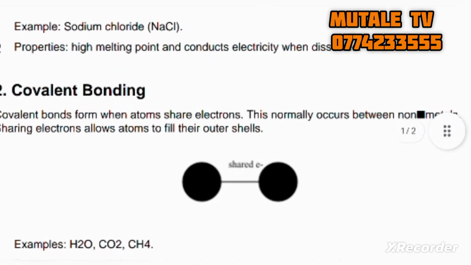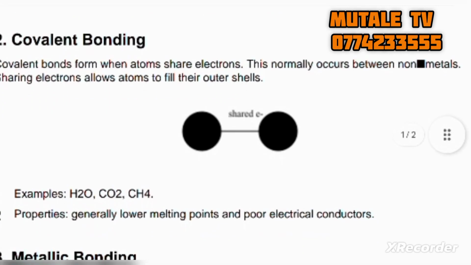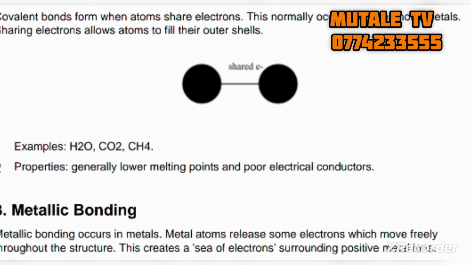Then covalent bonding. Covalent bonds form when atoms share electrons. This normally occurs between nonmetals. Sharing electrons allows atoms to fill their outer shells. In the next lesson, I'll also illustrate this properly.